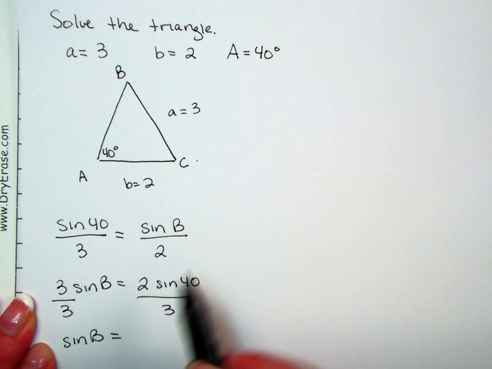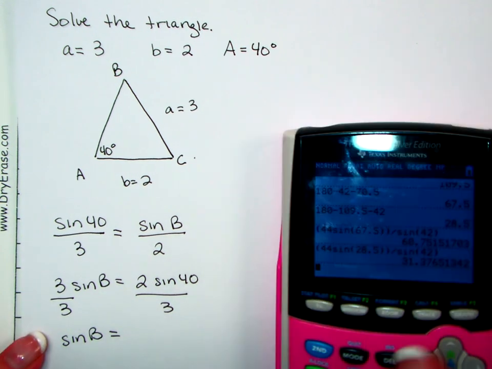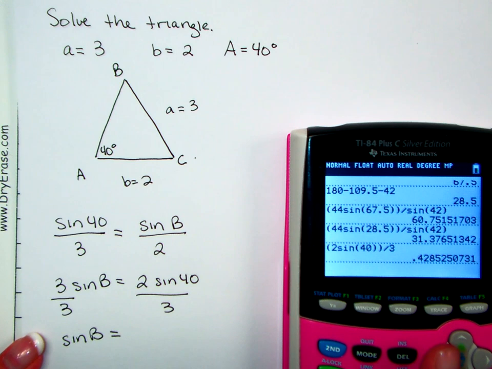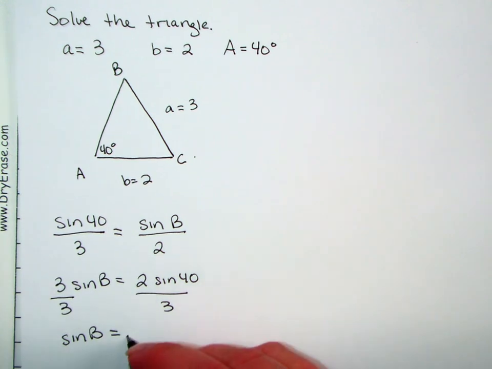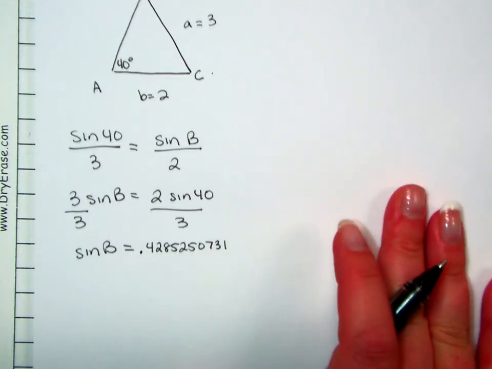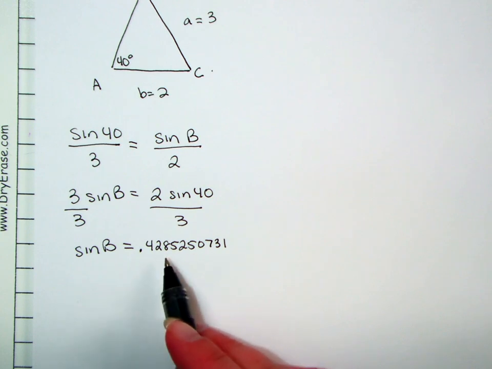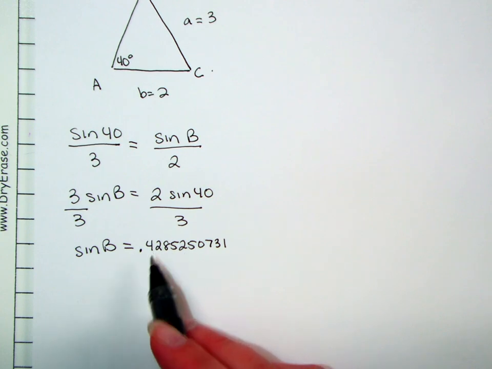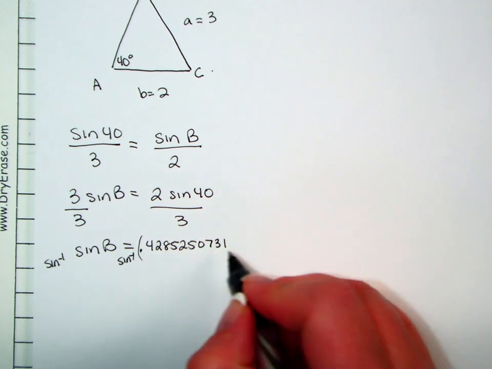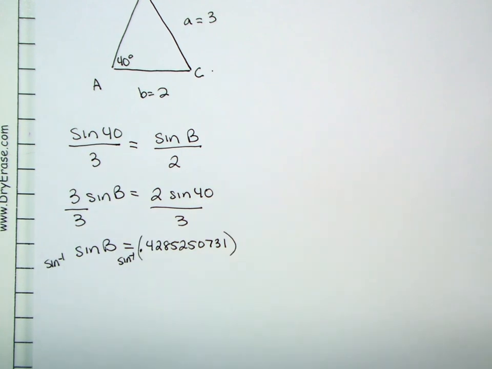Right, I'm going to get the decimal here. All right, so 2 times sine 40 divided by 3 is 0.428525. All right. So this is in the domain of sine inverse, right? It's between -1 and 1. So if I were to sine inverse both sides, I'm going to get a solution. But not only am I going to get a solution, I'm going to get two solutions.